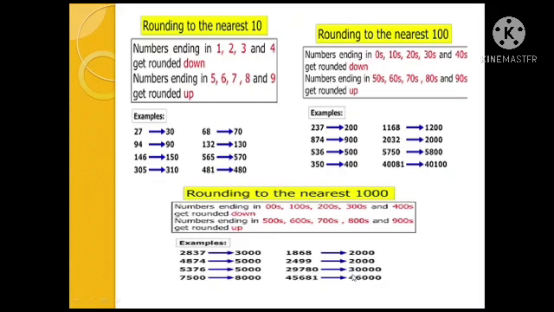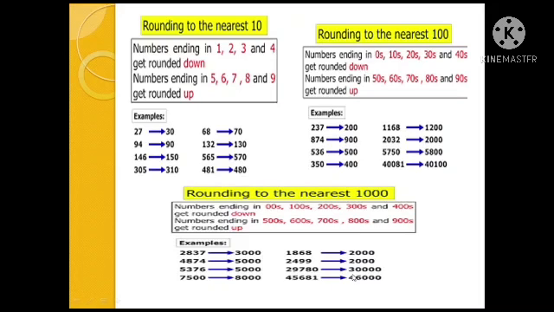I hope you are clear with these things. To round off to 10, we have to see the ones place. To round off to 100, we have to see the tens place. To round off to 1000, we have to see the hundreds place. That is the next place value. If the place value is 1, 2, 3, 4, it means round down: we have to reduce and find the nearest. If it is 5, 6, 7, 8, 9, we have to round up the given number.